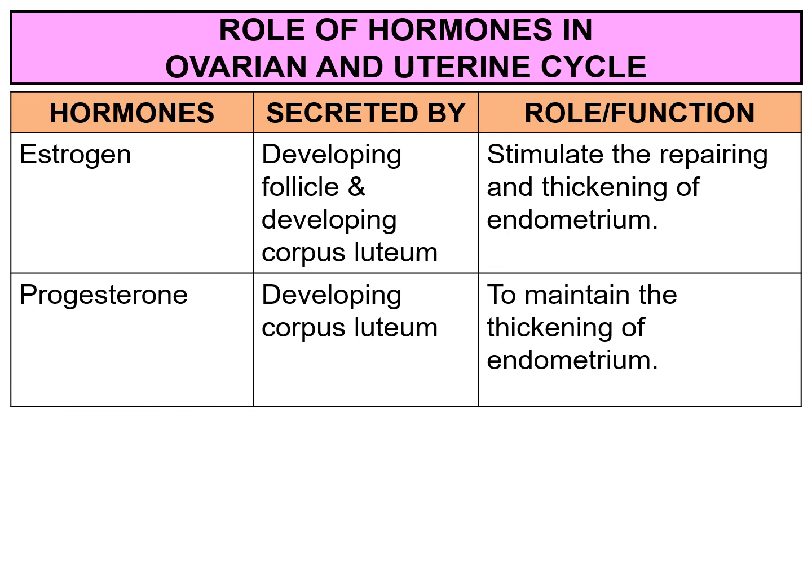Estrogen, secreted by the developing follicle and corpus luteum, is to stimulate the repair and thickening of the endometrium, while progesterone is to maintain the thickening of the endometrium. Yang tebal tu kita nak maintain dia supaya kekal tebal. Tak ada progesterone, walaupun ada estrogen, the endometrium cannot maintain the structure. Dia akan mula shed off.